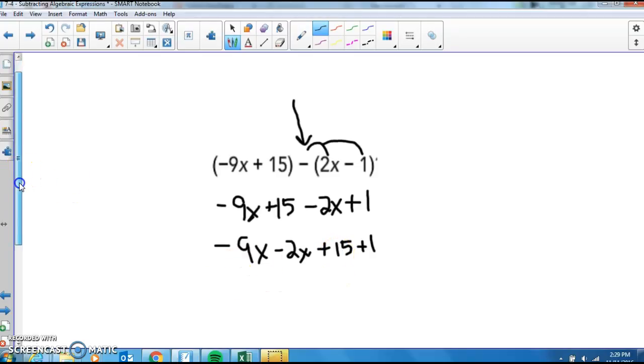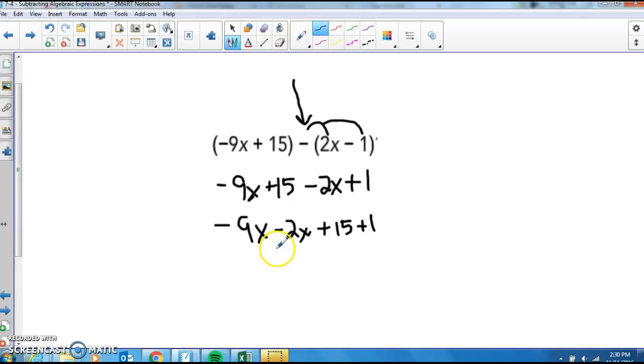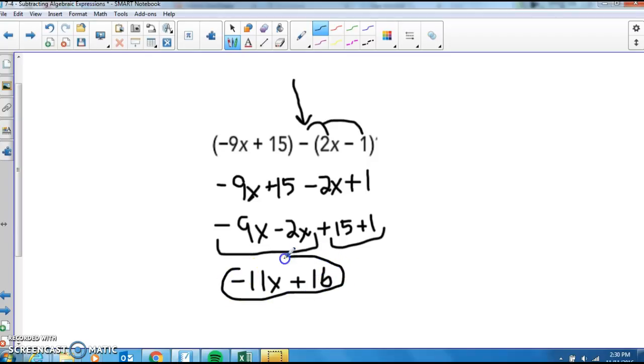So what I can do now is go through the process. Negative 9x minus 2x. Remember, with adding and subtracting, if the signs are the same, you add and keep the sign. If the signs are different, you subtract and take the sign of the bigger number. So these have the same signs, so I'm going to add. 9 and 2 give you 11, and I keep the sign so it becomes negative 11x. This right here, that's just regular elementary math. 15 plus 1 is 16. So my answer to this is negative 11x plus 16.